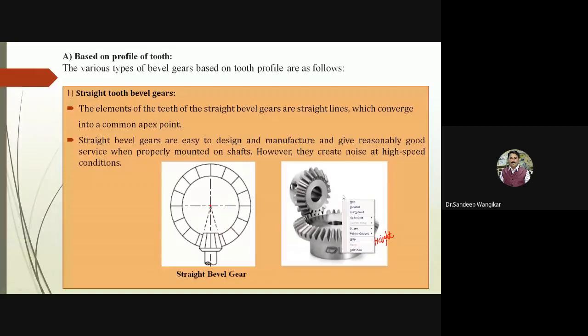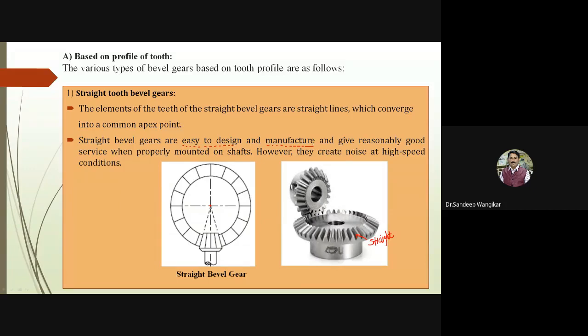They are easy to design and, very important, easy to manufacture as the teeth are straight, and give reasonably good service when properly mounted on shaft. However, they create noise at higher speed conditions. So friends, try to remember this. However, they create noise at higher speed conditions.